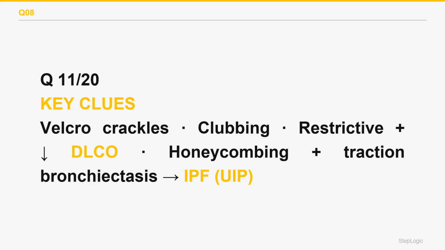Idiopathic pulmonary fibrosis is a progressive fibrosing interstitial lung disease of older adults, and its defining histologic pattern is usual interstitial pneumonia, UIP. UIP shows patchy, heterogeneous fibrosis with a subpleural and basal distribution, scattered fibroblastic foci representing active fibrosis, and architectural destruction with honeycomb change. The result is stiff, non-compliant lungs, a restrictive pattern with reduced lung volumes and impaired gas transfer, low DLCO. Clinically, it produces the Velcro-like inspiratory crackles, clubbing, and slowly progressive dyspnea seen here, with no identifiable exposure or autoimmune trigger.